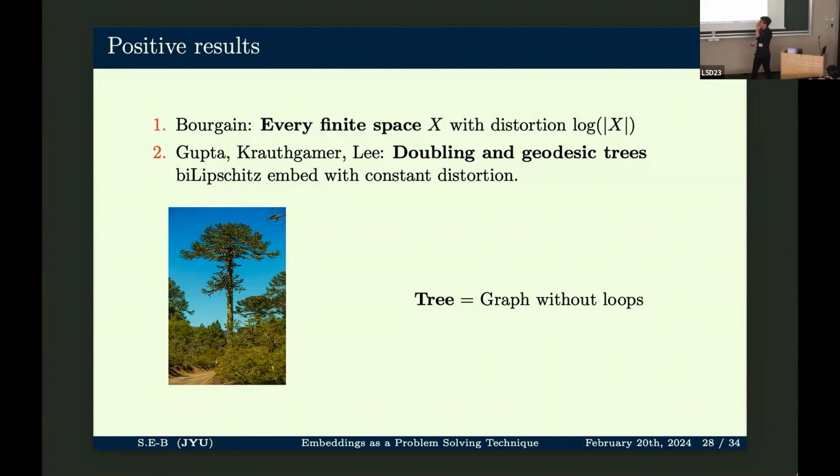So Gupta, Krauthgamer, and Lee showed that if you have a geodesic and doubling tree, the doubling is the same property that we had before, that the space is not too big. And geodesic is just that we have a shortest path between every pair of points, which in a graph is automatic usually, by virtue of definition. And tree means something like this araucaria from Chile and southern Brazil, my favorite tree.